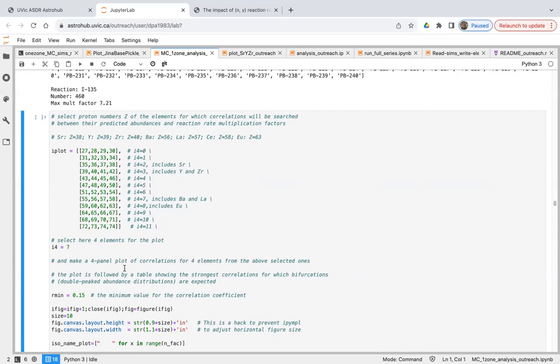Because this is a 4-panel plot, we can plot simultaneously only 4 elements, and you can see these are just proton numbers of the elements starting from 27 going up to 74, and these comments help you to make your choice. For instance, I4 equals 7 means the panel plot will include barium and lanthanum. So let's make this plot.